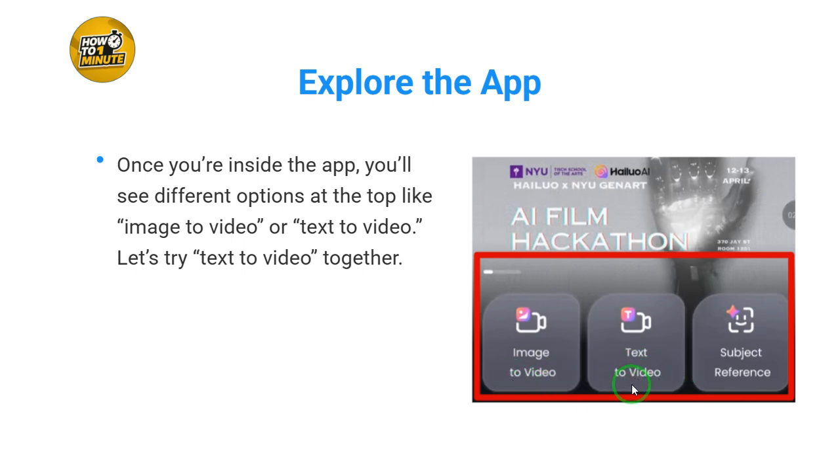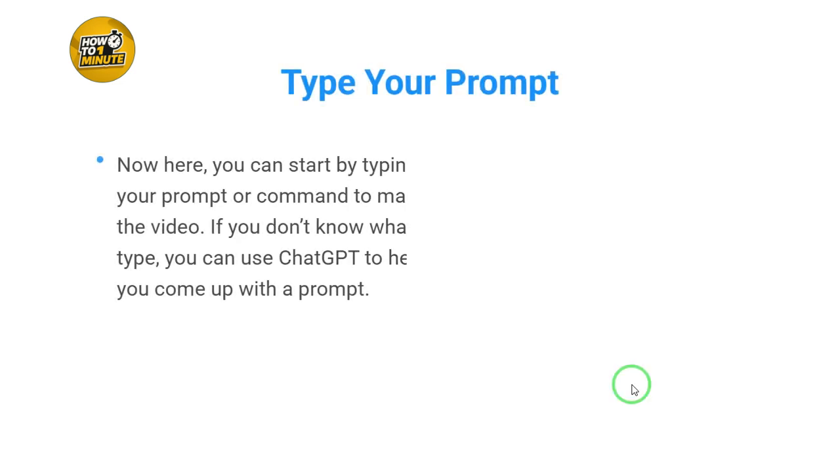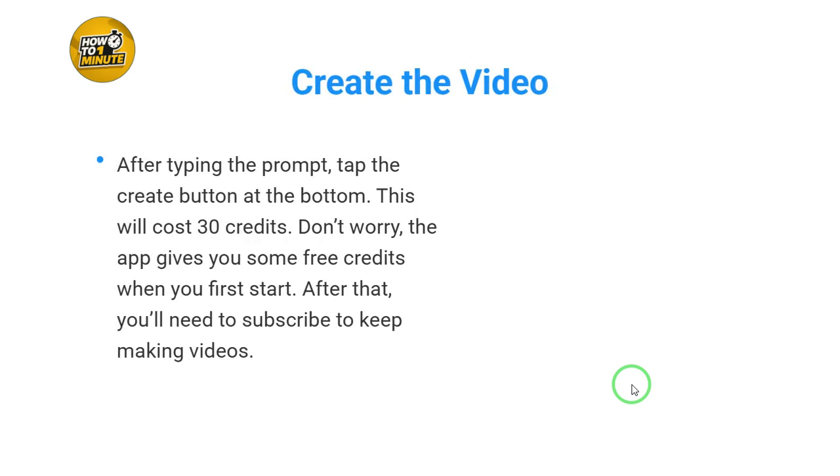Let's try Text to Video together. Now here, you can start by typing your prompt or command to make the video. If you don't know what to type, you can use ChatGPT to help you come up with the prompt. After typing the prompt, tap the Create button at the bottom.